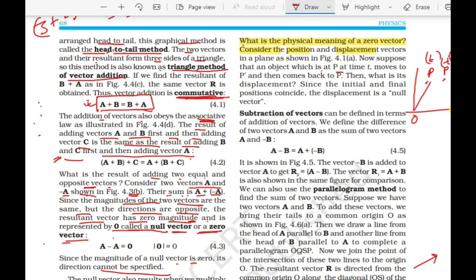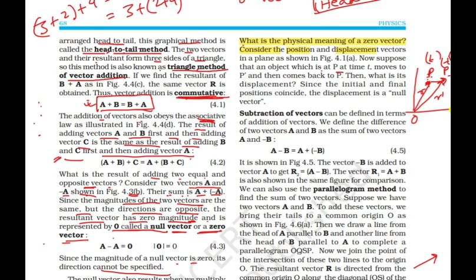Here I am showing r and r dash, and this is the displacement vector. Now if P moves to P dash, then comes back to P, then what is its displacement? 0. Since the initial and final positions coincide, the displacement is a null vector. Got it? It goes to this point, again comes back to the initial point, then the displacement will be 0, and that's why it is a null vector.